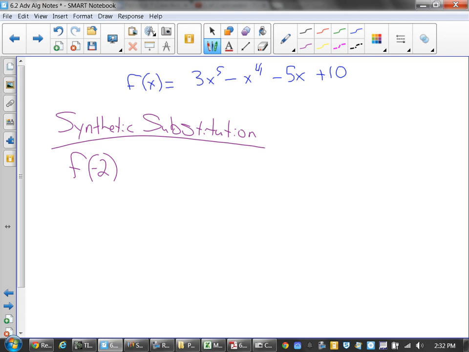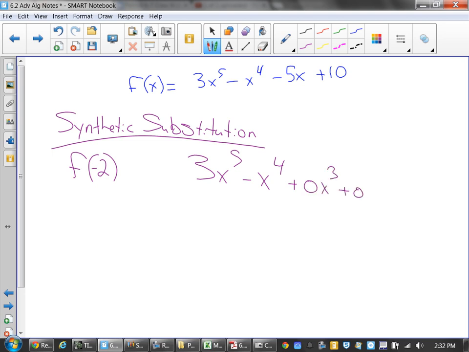does everybody agree that it's a 5th degree polynomial? Yeah. When I have a 5th degree polynomial, that means I should have 6 total terms. 5th degree, 4th degree, 3rd degree, 2nd degree, 1st degree, constant. How many terms do I have there? 4. That means I'm missing some, right? Yeah. So here's what happens. Since I'm missing some, I'm going to write this out with what we call placeholders. 3x to the 5th minus x to the 4th plus 0x cubed plus 0x squared minus 5x plus 10.